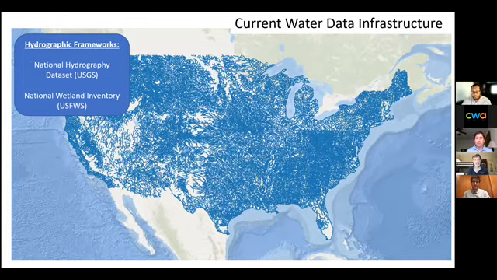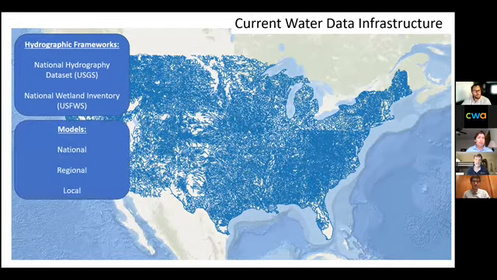So the two frameworks typically that we talk about are the National Hydrography Dataset and the National Wetland Inventory that's managed by the U.S. Fish and Wildlife Service, who's also looking at an evolutionary leap forward in terms of capability with their resolution and data that they have. And they're also looking at how they can better connect those two frameworks together. So those are some exciting things that I think we will see in the future.